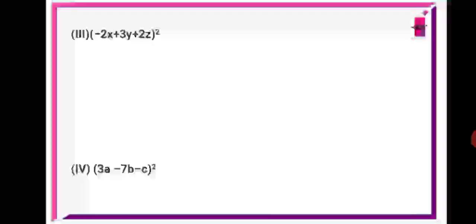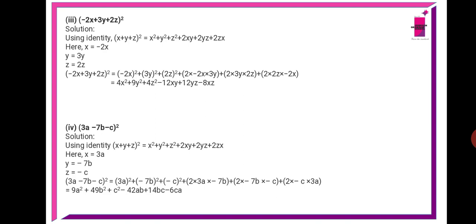Now minus 2x plus 3y plus 2z whole square, this also you can try, and 3a minus 7b minus c whole square also you can try. See, you have seen here x equal to minus 2x, y equal to 3y, and z equal to 2z, and substitute the same. And in the next one, x equal to 3a, y equal to minus 7b, and z equal to minus c, you are going to substitute in the identity x plus y plus z whole square.